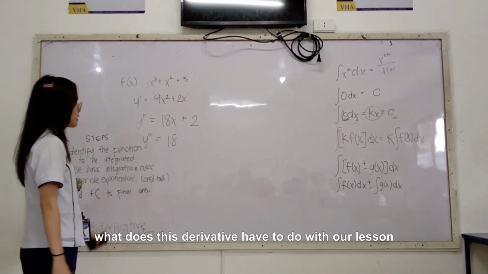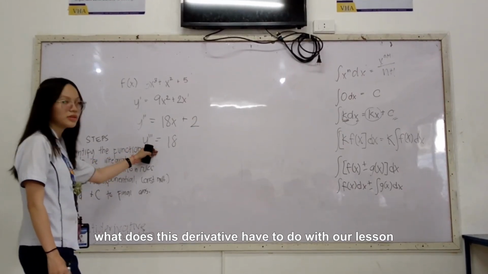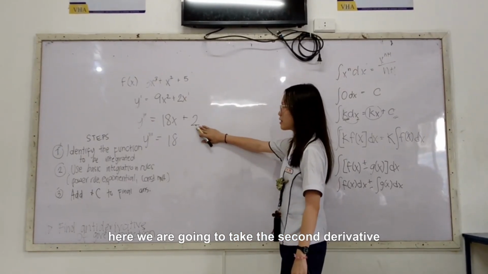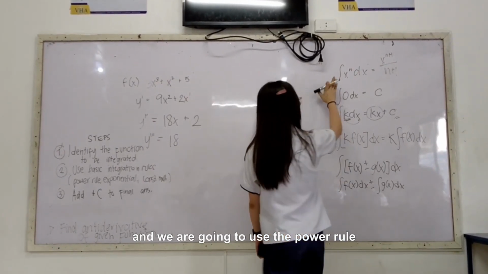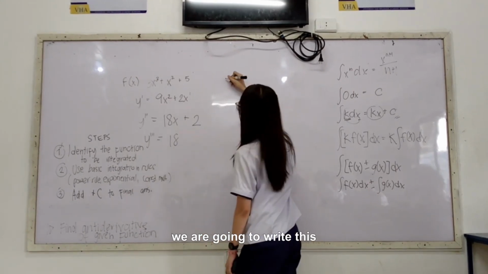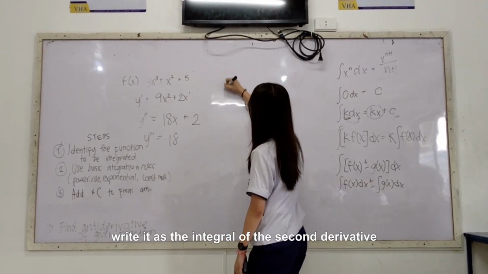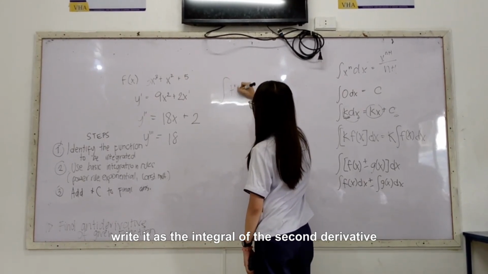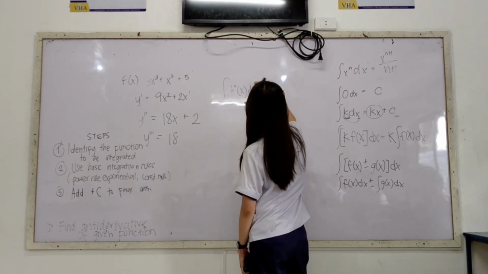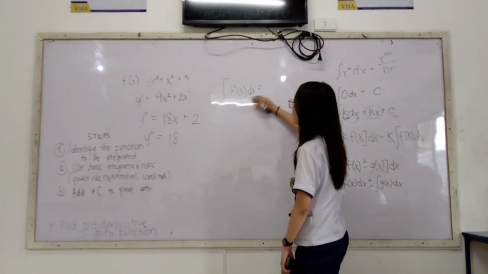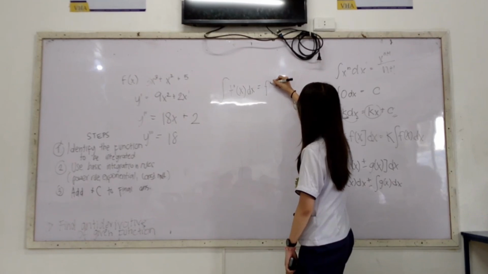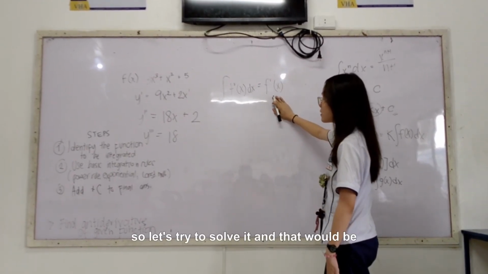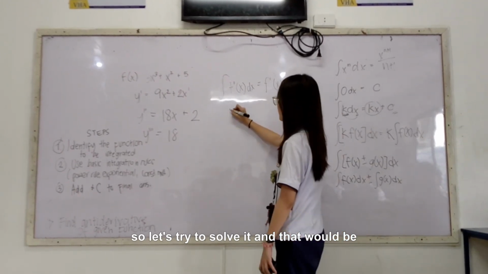And now, what does this derivative have to do with our lesson on antiderivatives? Here we are going to take the second derivative and we are going to use the power rule. We are going to write it as the integral of the second derivative dx, and that would be equal to the first derivative. So how does this happen? So let's try to solve it.